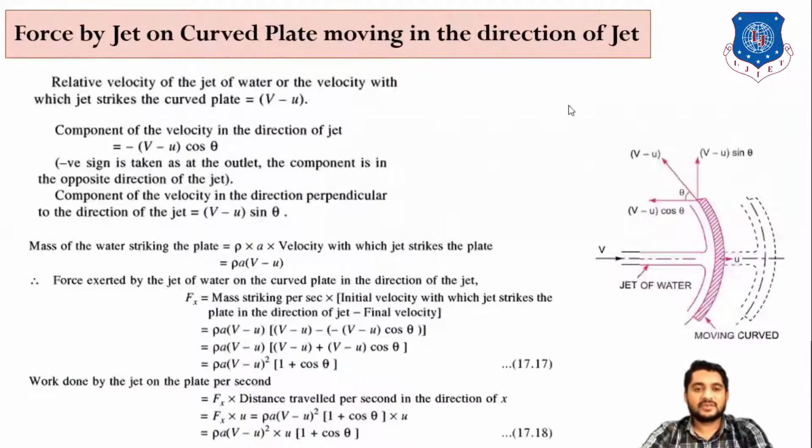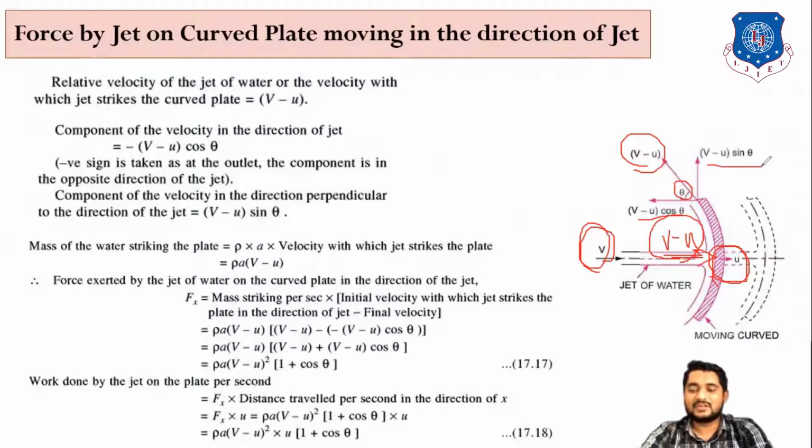Clear? In a similar way, let us derive the equation for the force exerted by a jet on a curved plate, with the jet impacting at the center. Instead of velocity V, here we have to take V minus u, because the blade is also moving with small u velocity. So before application, V is the jet velocity. When the jet is applied to the blade, velocity will be V minus u. After application on the blade, V minus u goes this way, so with angle theta we have (V minus u) cos theta and (V minus u) sin theta.